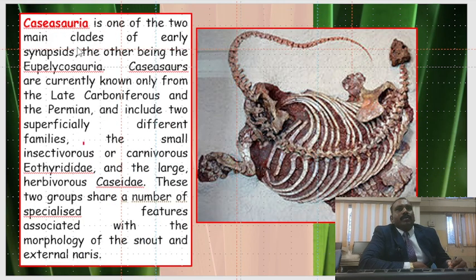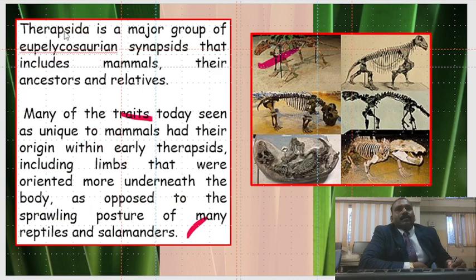Caseasauria is one of the two main clades of the early synapsids, the other being Eupelycosauria. The caseasaurs are currently known from the late Carboniferous and the Permian, including two superfamilies and different families of small insectivores and carnivores. Coming to the Theropsids, they are a major group of the Eupelycosaurian synapsids that includes the mammals and their ancestors and relatives.